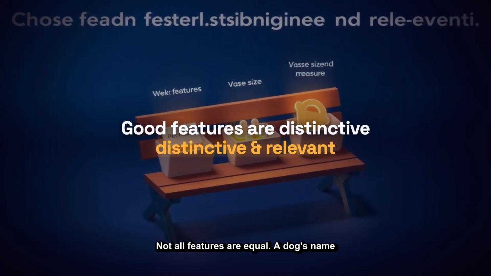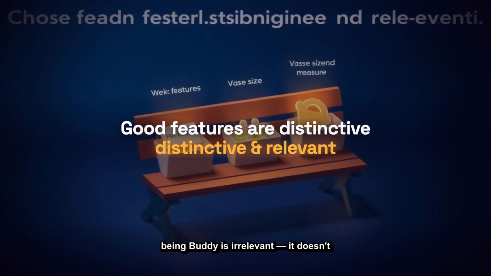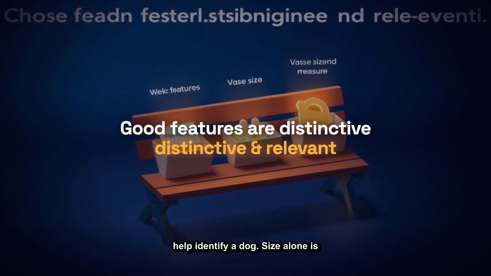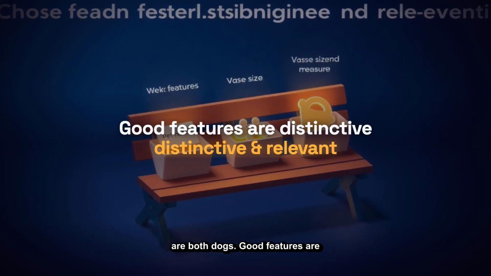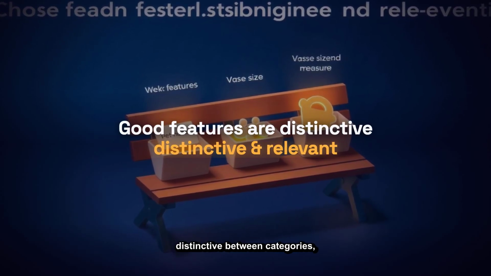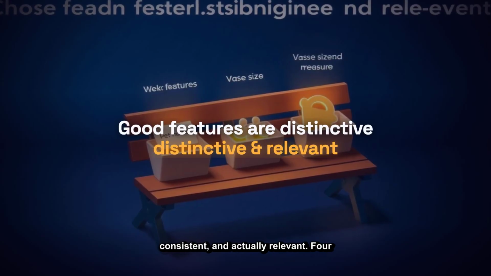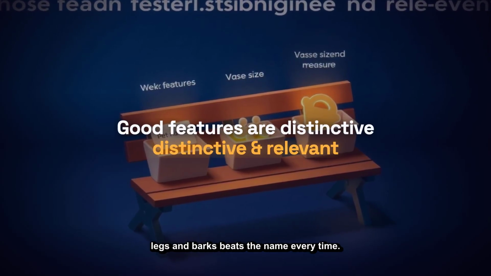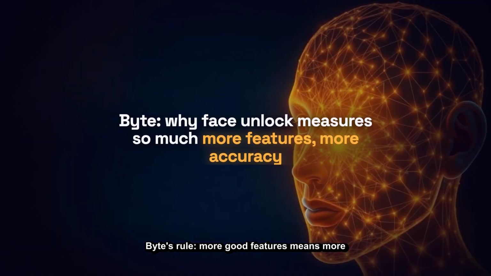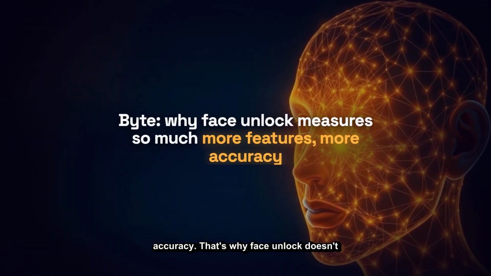Not all features are equal. A dog's name being Buddy is irrelevant. It doesn't help identify a dog. Size alone is misleading. Great Danes and Chihuahuas are both dogs. Good features are distinctive between categories, consistent, and actually relevant. 4 legs and barks beats the name every time. Bite's rule. More good features means more accuracy.